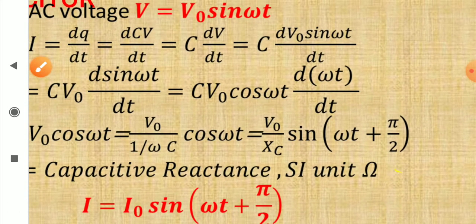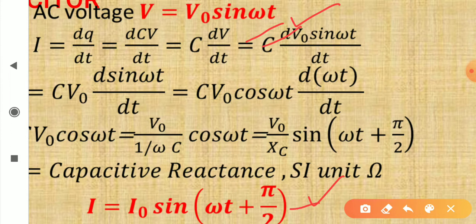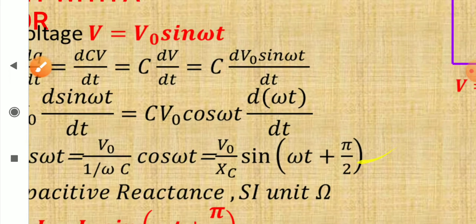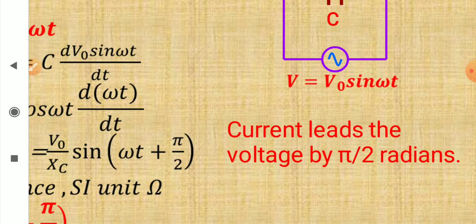So now we are in a state where we can compare the current and voltage. Here the voltage is V naught sine omega t, and the current is I naught sine omega t plus pi by 2. Now just compare the argument of the sine function. You can see that current is ahead of voltage by pi by 2. So here current is leading, and voltage is lagging behind. The current leads the voltage by pi by 2 radian.